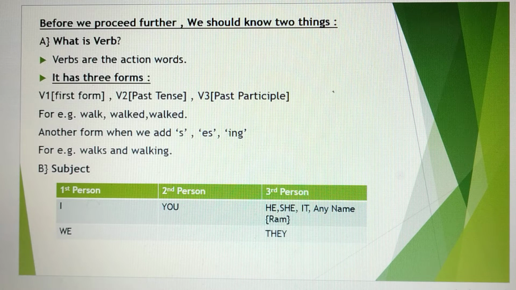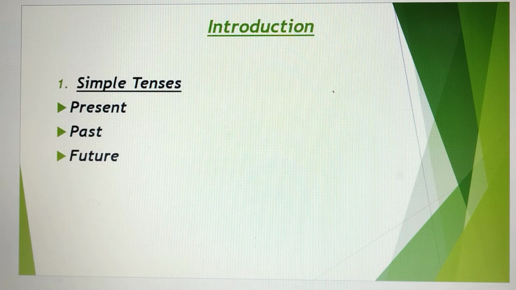We have subject, first person, second person and third person. First person I, we, second person you, third person he, she, it, or any name that I have taken, Ram, and they. I hope it's all clear. Now, students, we say that there are three tenses of a verb: present, past and future.